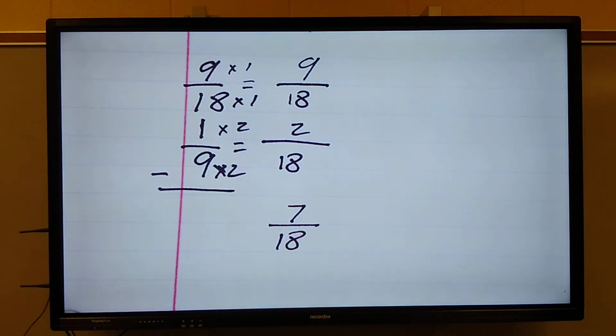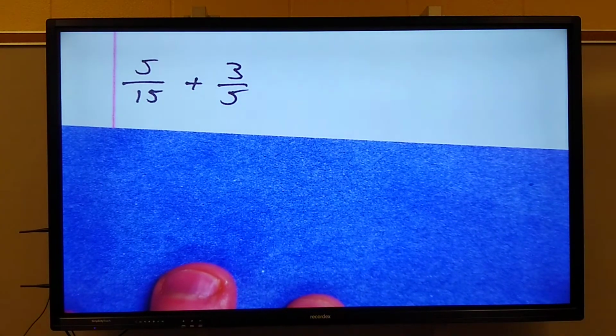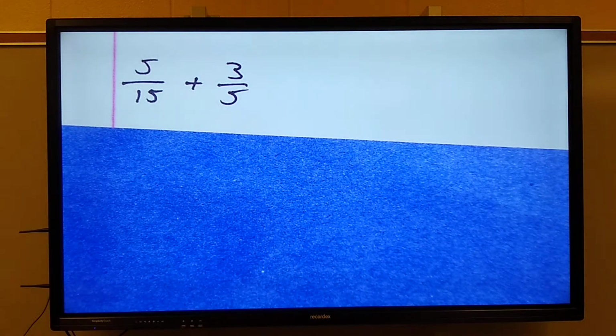Is this an improper fraction? No. Is this in simplest form? Yes. All right, let's review some addition problems to keep this stuff fresh in our brain. 5/15 plus 3/5. Solve that problem. Pause video.